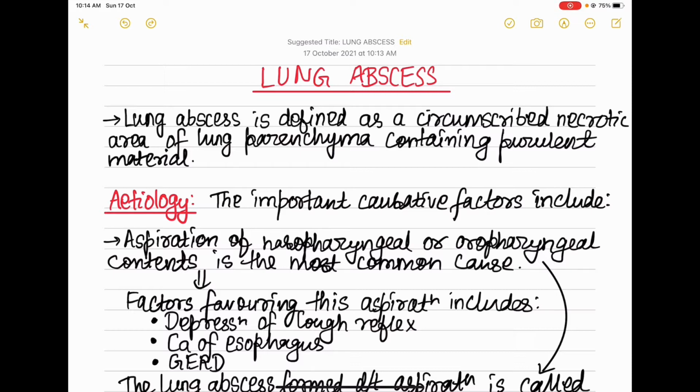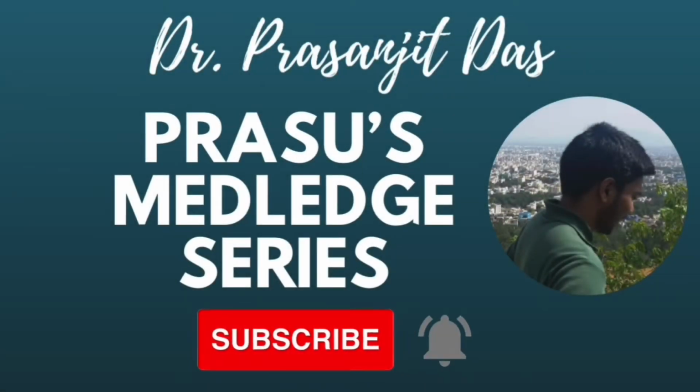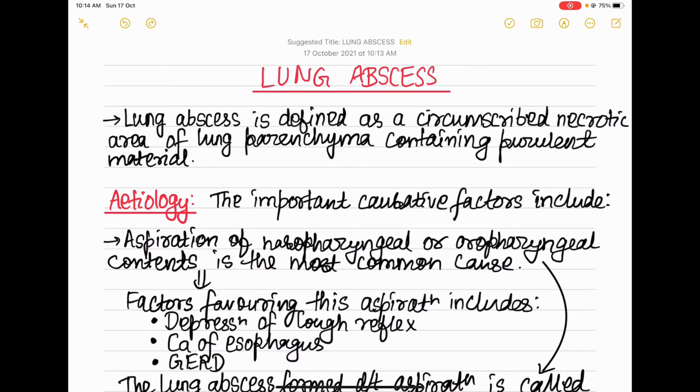Now without wasting any time further, let's get into today's topic. So today's topic is lung abscess. So lung abscess is basically defined as a circumscribed necrotic area of lung parenchyma containing purulent material, that is pus. So this is basically the definition of lung abscess.